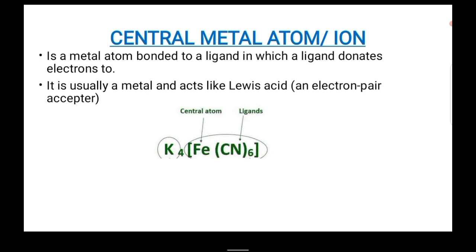Example, as you have seen there, we put a ligand and a central metal ion. This cyano ligand donates electrons to the ion. Because the ion accepts the electrons from the ligand, it is referred to as a central metal atom.